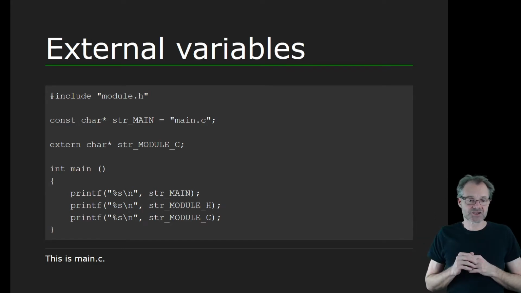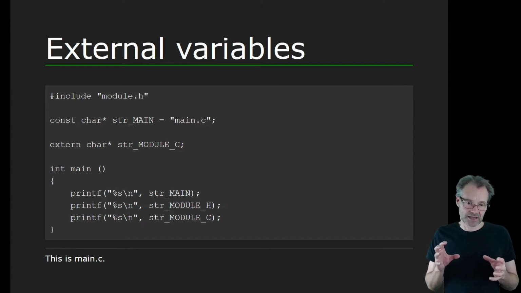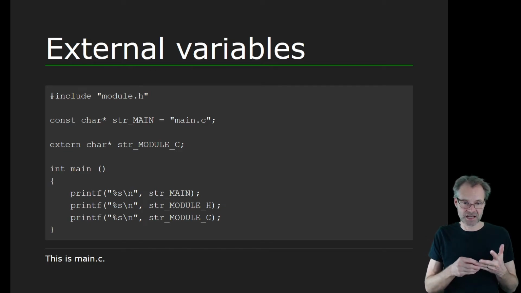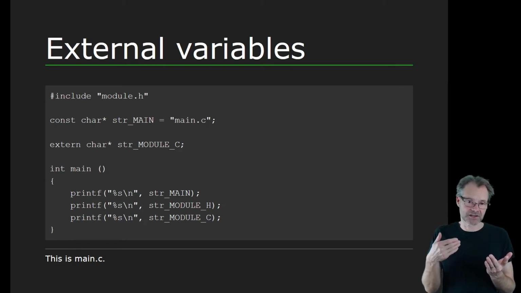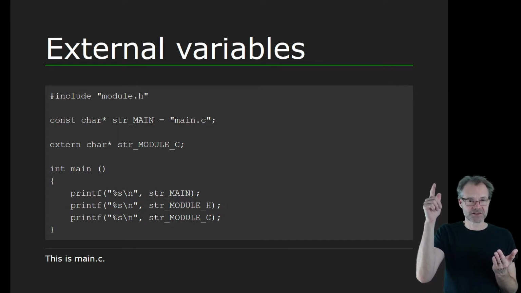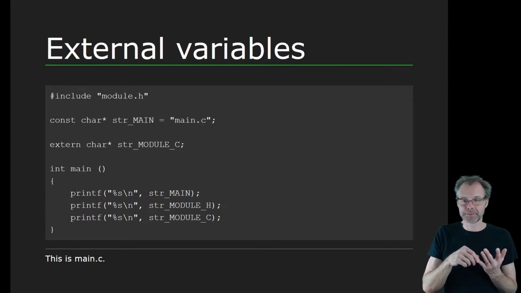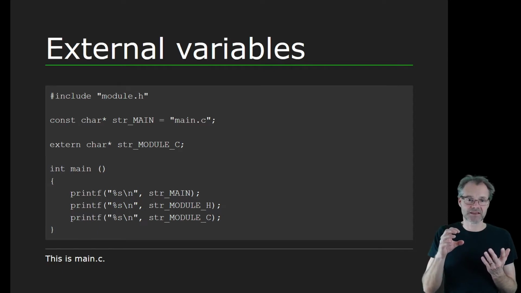I have done one example here, and I'm using it to illustrate how the extern definition of variables works. Basically I have a main.c, a module.c, and a module.h. Then I have 3 variables, and I'm going to declare these 3 variables in 3 different ways. For the first one, you see I'm declaring the string main here, giving it a value. So this is a global variable in this file.